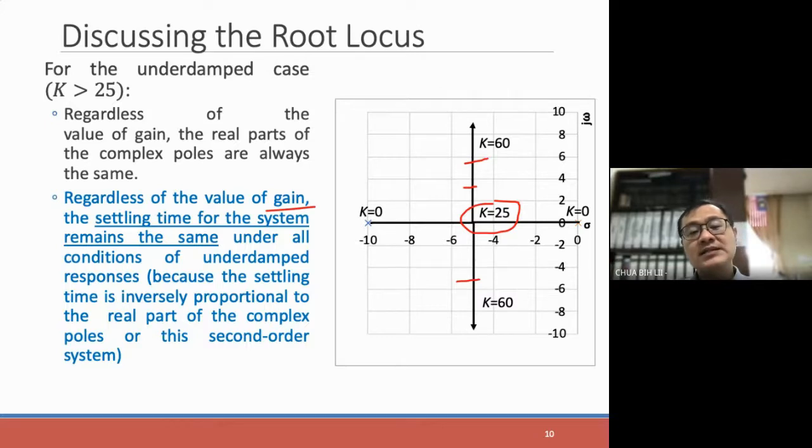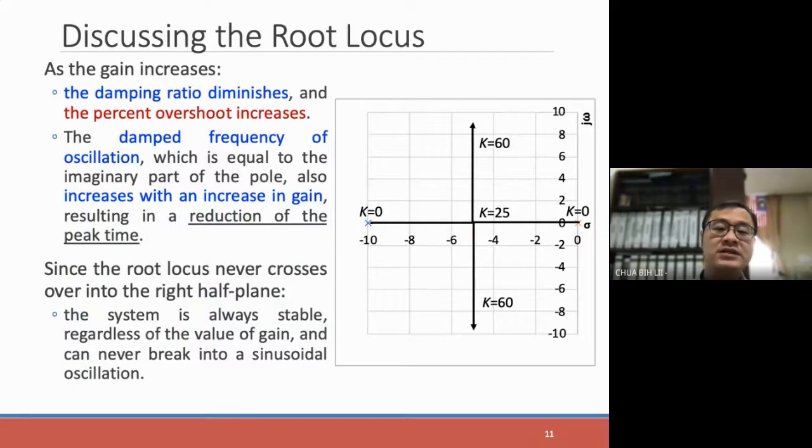But then you can see that the settling time still remains the same since it is in the vertical form. This is a characteristic of the roots going in the vertical form. You just refer back to the characteristic of roots moving in the vertical form, how it would behave. So this is how you can discuss the root locus.